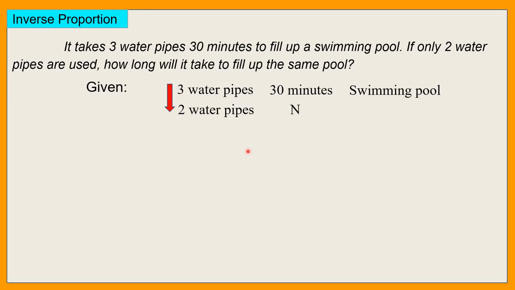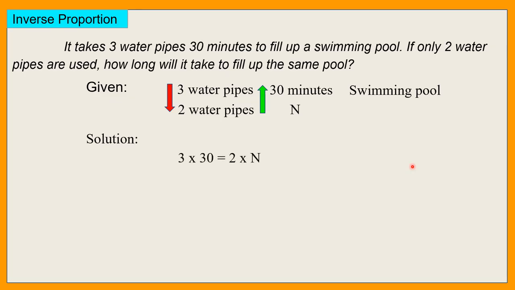Ito bumaba. Dito dapat ay tumaas kasi mas matatagalan ang pagpuno ng swimming pool. So, hindi na yung 30 minutes. Dapat mas mataas pa sa 30 minutes kasi 2 water pipes na lang ang gagamitin para mapuno ang swimming pool. Okay? So, as one value decreases, the other value increases. Yun ang ibig sabihin ng inverse proportion.